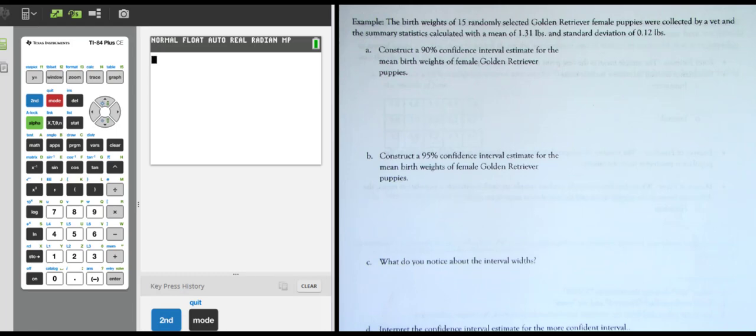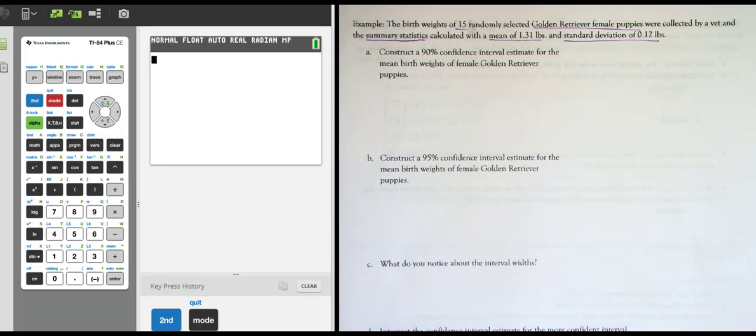The birth weights of 15 randomly selected Golden Retriever female puppies were collected by a vet, and the summary statistics were collected. For this sample, we have a mean of 1.31 pounds and a standard deviation of 0.12 pounds. We first want to construct a 90% confidence interval estimate for the mean birth weight of female Golden Retriever puppies.